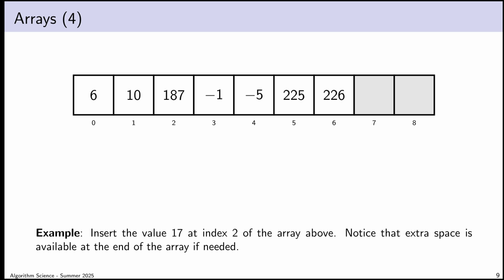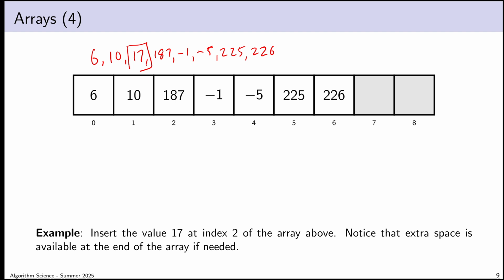Let's say that we want to insert the value 17 at index 2 of the array above. When I use the word insert here, what I mean is that I would like the sequence I end up with to be the sequence 6, 10, 17, 187, -1, -5, 225, 226. In other words, I want to add this new element without removing any existing elements, and the only modification I want made to the sequence as a whole is that this value is spliced in.